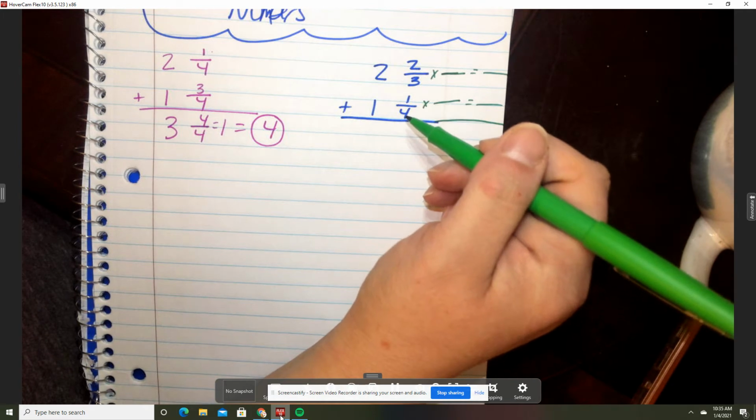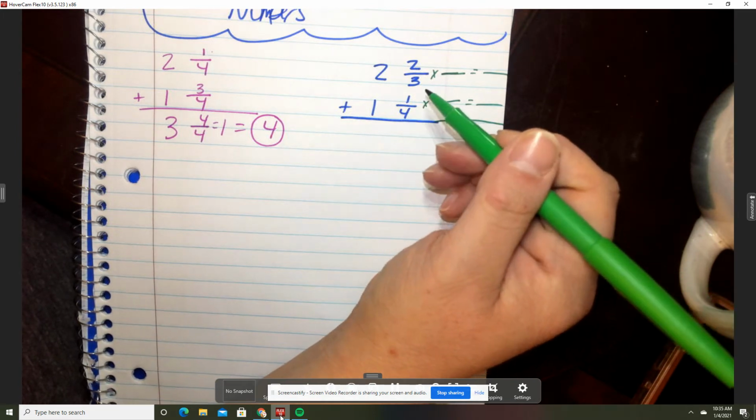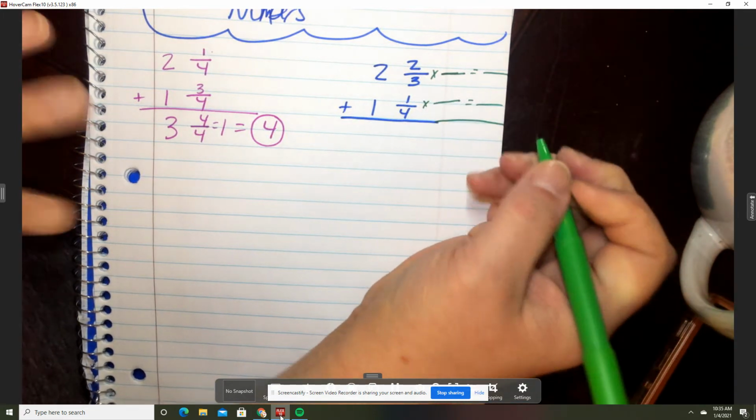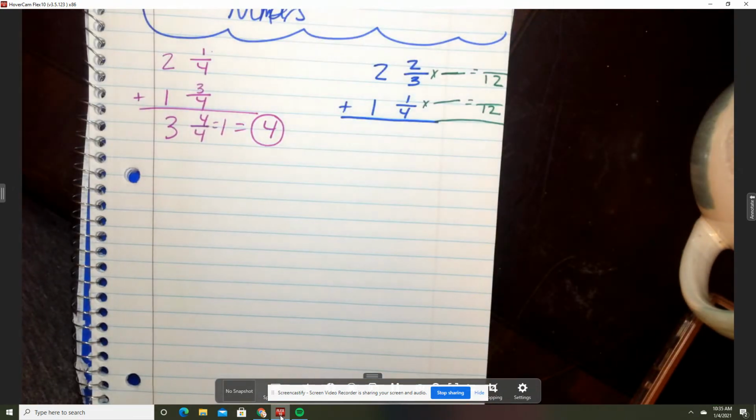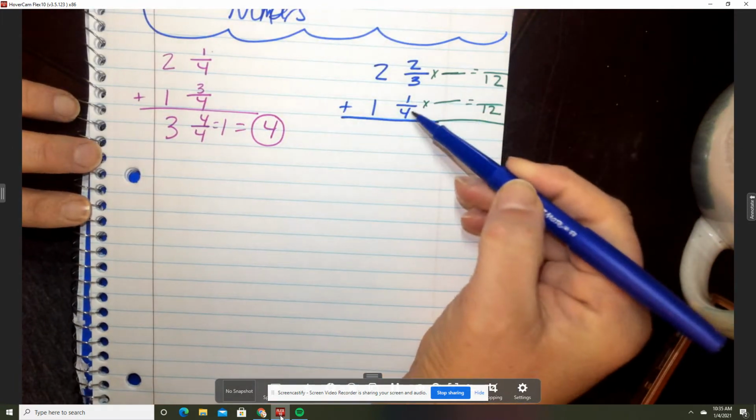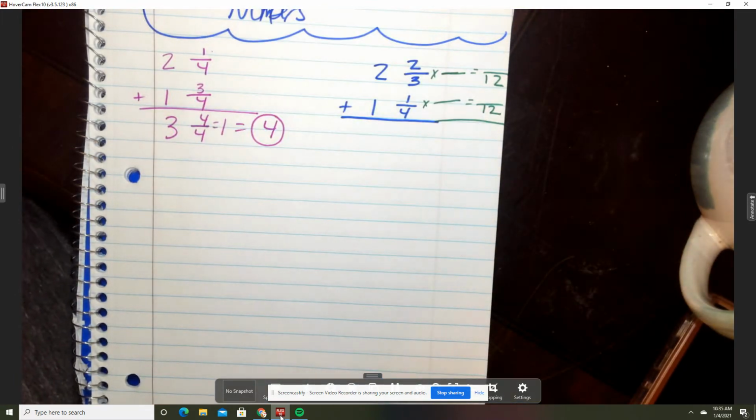All right, so think about what we could do to find a common denominator. That 3 cannot go into 4 evenly. But we could just say 3 times 4, and that would get us to 12. That is probably the easiest way to do that if the smaller denominator does not go into the bigger denominator.